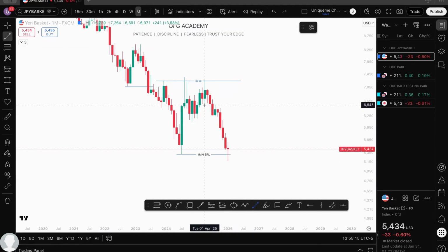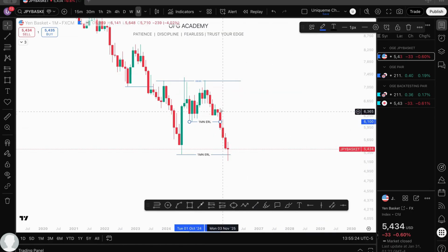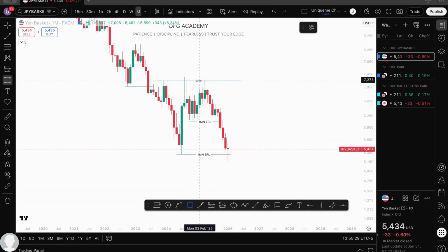Now, looking inside here again, I also have a structural shift here. Price has taken out what? Also a monthly time frame structural shift. Looking in here, I can take this as a structural liquidity. What I have here, I have another block here.